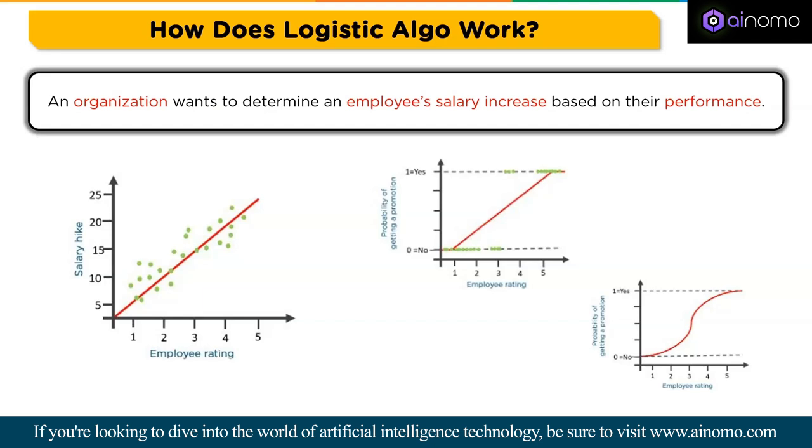So now what if the organization wants to know whether an employee would get a promotion or not? The linear graph won't be suitable in this case. As such, we clip the line at 0 and 1 and convert it into a sigmoid curve, an S curve. So based on threshold values, the organization can decide whether an employee will get a salary increase or not.